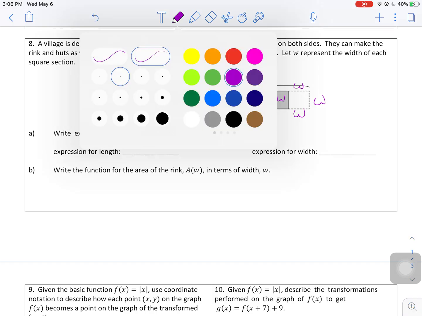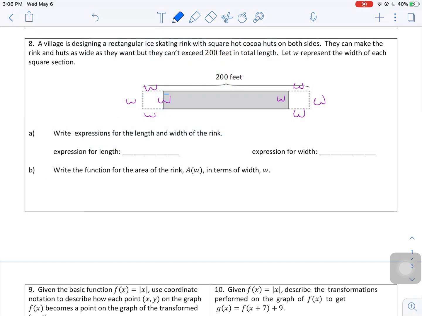So if I want just this shaded part right here that I'm highlighting in blue, it would be the 200 minus the 2W. So when it says to do an expression for length, that's the 200 minus 2W that we just saw visually in the blue part in the picture. And then the expression for width is just the W from before.